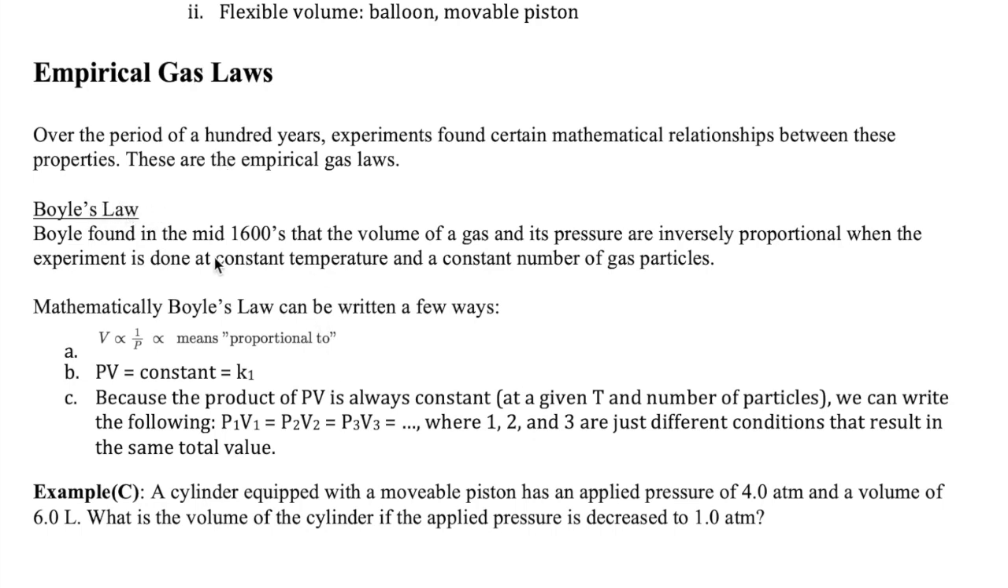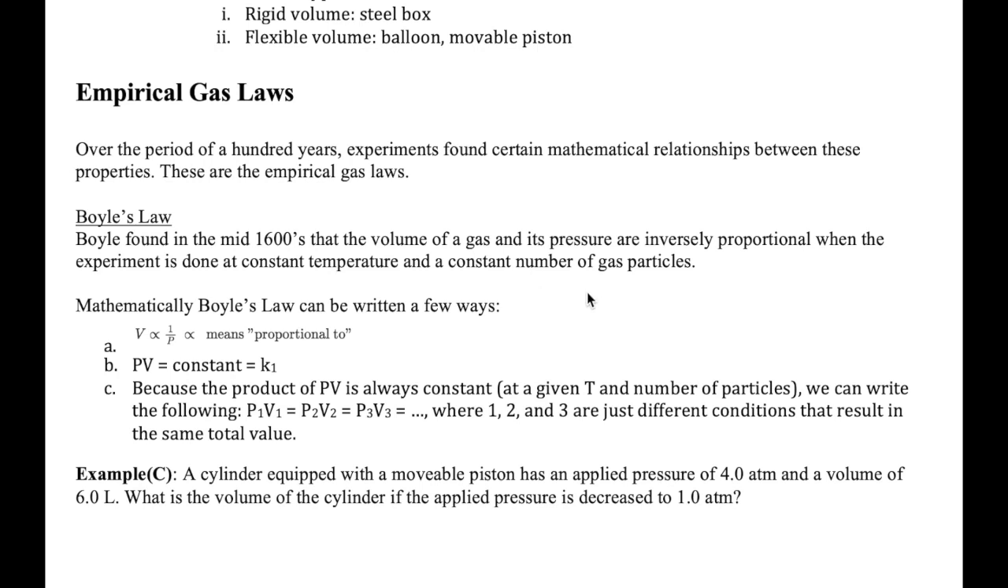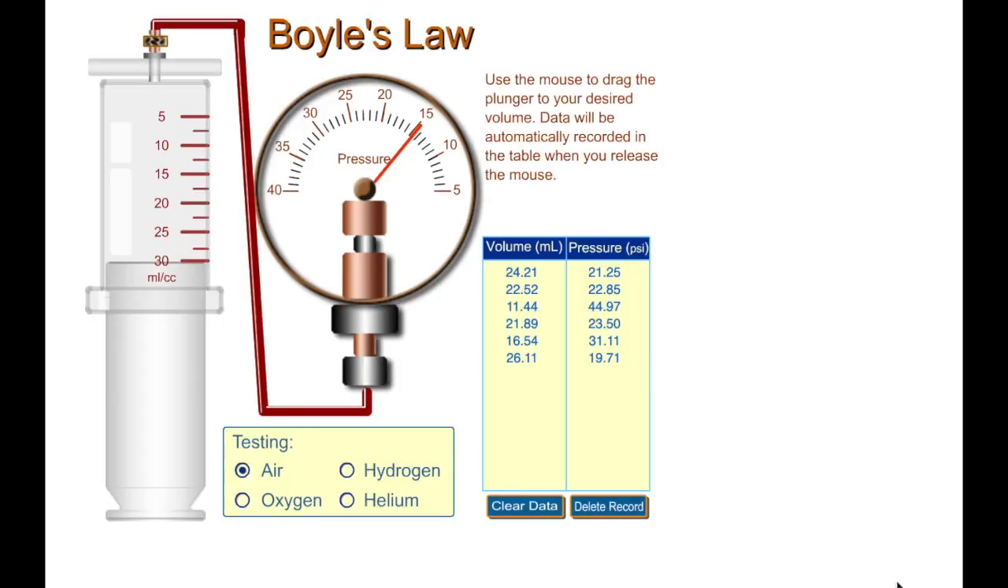In the mid-1600s, Robert Boyle discovered that for a fixed amount of gas kept at a fixed temperature, P or pressure and V or volume are inversely proportional. What this means is that if the pressure doubles, the volume is reduced by half, or vice versa. The following simulation shows what Boyle observed.